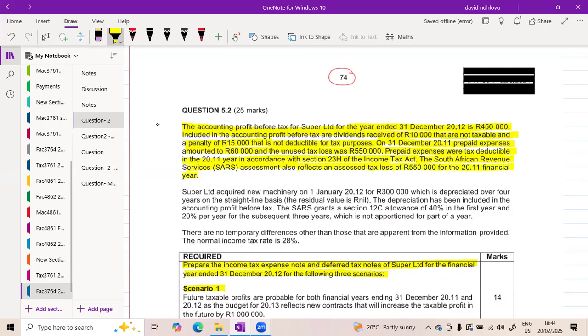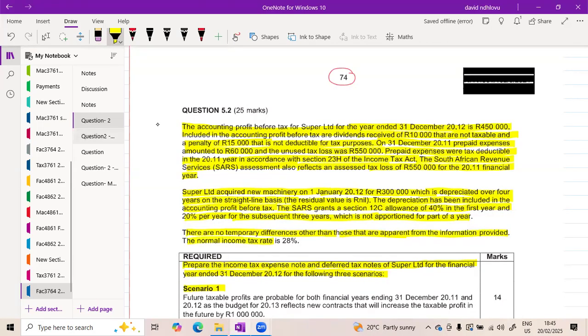Now, Super Limited acquired a new machine on 1 January of the year 2012 for 300,000, which is depreciated over 4 years on the straight line basis. The residual value is nil. The depreciation has been included in the accounting profit before tax. SARS grants a section 12C allowance of 40% in the first year, and 20% per year for the subsequent 3 years, which is not apportioned for a part of the year. There are no temporary differences other than those apparent from the information provided.